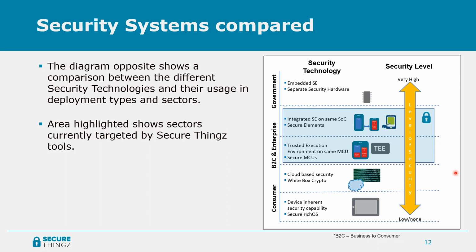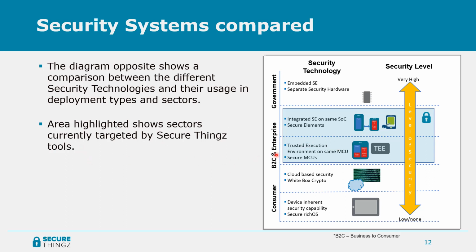Here we're just looking at the different security systems available. So down here we have more consumer products such as mobile phones, tablets, etc. They generally have some sort of secure OS, Android, etc., running on them that has secure capabilities. Then we have cloud-based products, but importantly what we're looking at today are these two here, where we're looking at secure elements which are used in the enterprise zone and secure MCUs.